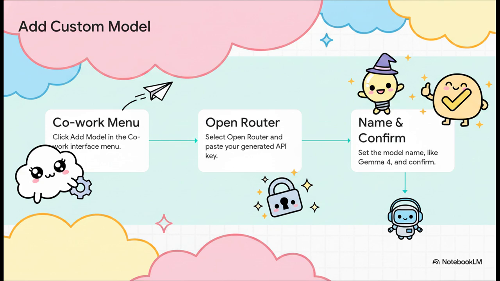Let's walk through it. First, in the Co-work menu, you just click Add Model. Step 2, you select OpenRouter and paste in your generated API key. And Step 3, you set your model name. In the source example, they used Gemma 431 million, which is a fantastic free model, by the way. You hit Confirm, and boom. Just like that, the new model appears in your agent dropdown. It's fully integrated and completely ready to access all those custom skills and MCP tools we just talked about.